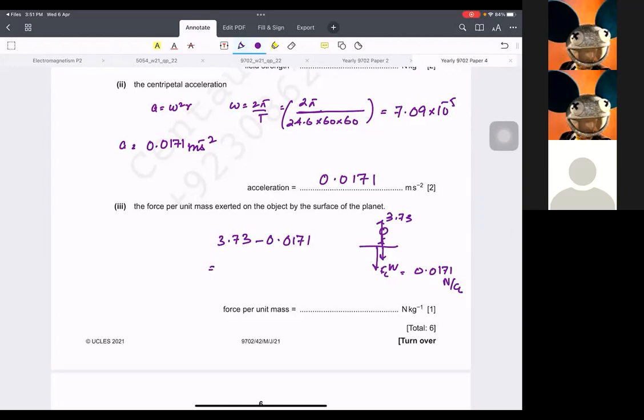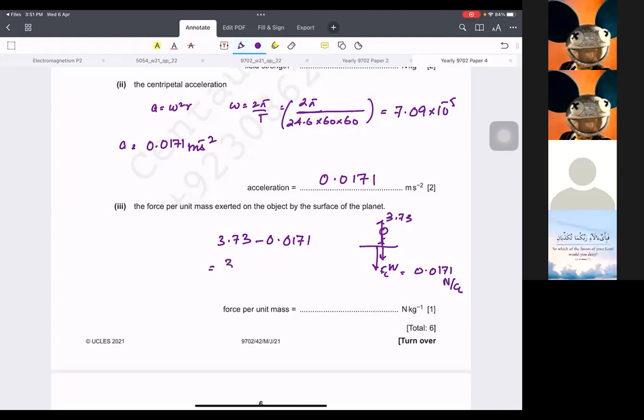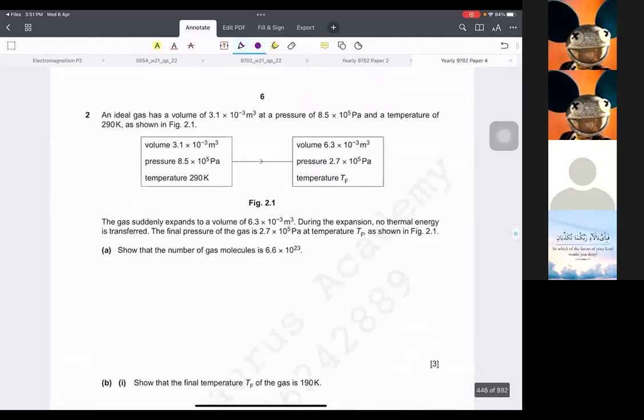Sir, so our weight also includes this centripetal force? I had never thought about this, sir. Centripetal force is not included, it's the net. As in, when you stand on a weighing machine, that is the reaction force. Yeah, that's correct. So let's find it. It's not a big deal. It's very small. 3.71. Right.